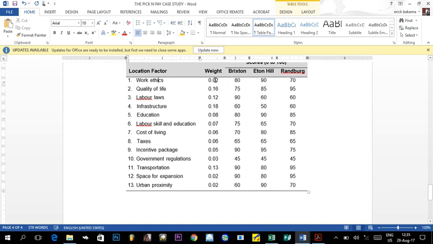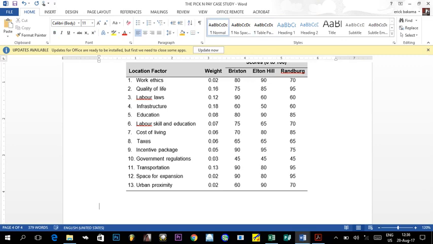What we do is we take our weight for the first factor, which is the work ethic, for example, 0.08 times 80 plus 0.16 times 75 plus 0.12 times 90 plus 0.18 times 60, and so on. We'll do the same for Brixton. After Brixton, we go to Elton. After Elton, we go to Randburg, and so on, and then we select the location with the highest value.